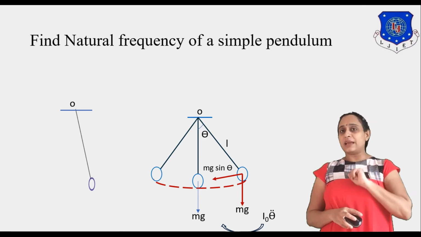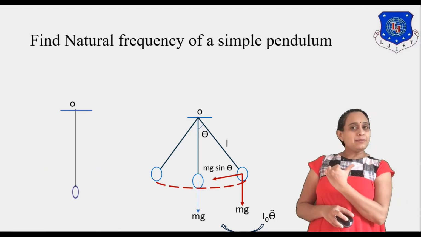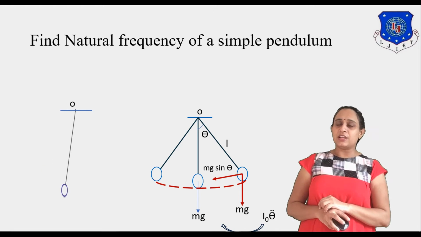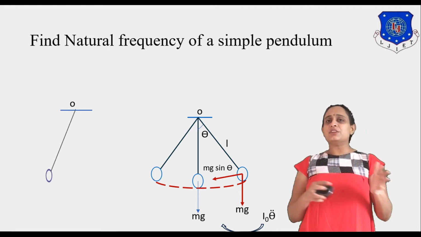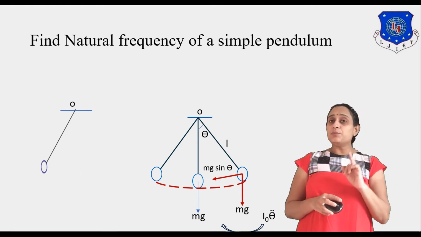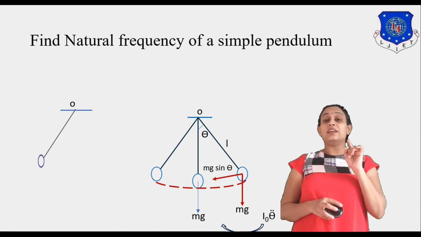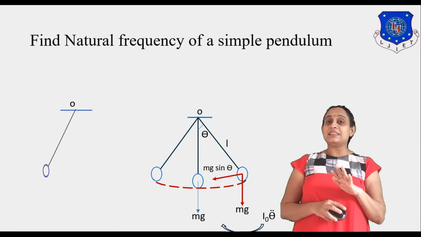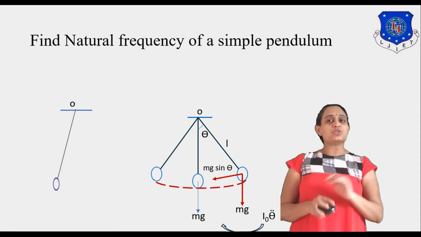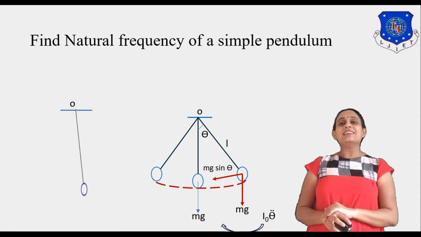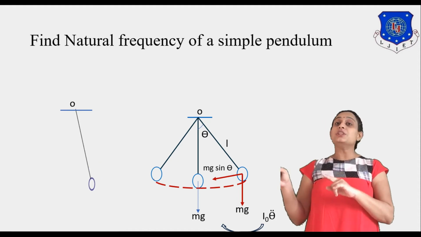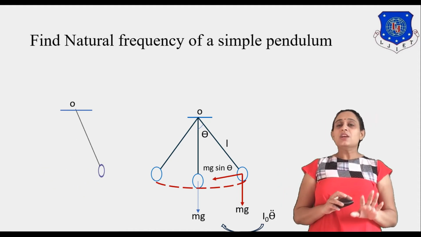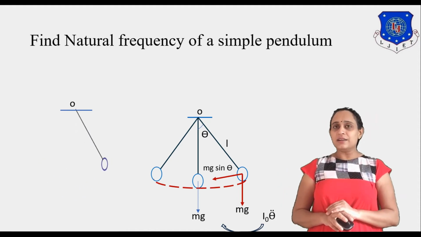The downward force mg will tend to apply mg sin theta in the opposite direction. Whichever the motion it is, it will give us the opposite direction force value. It means mg sin theta is opposite with respect to the motion. And the inertia moment is also in the opposite direction, which is I0 theta double dot.